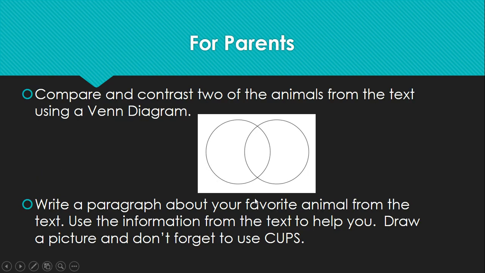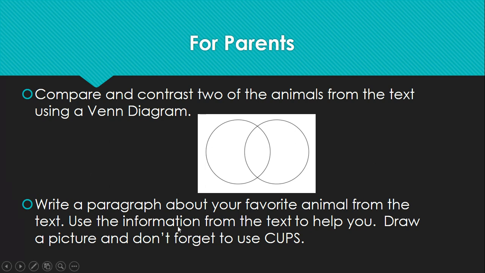Here are more activities you can do. You can compare and contrast two of the animals from the text using a Venn diagram. Remember, a Venn diagram is when you talk about when two items or two people are the same or different. You will write how the animals are the same in the middle, and you will write how they are different on both sides of the Venn diagram.